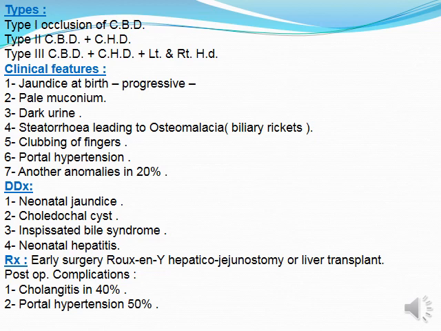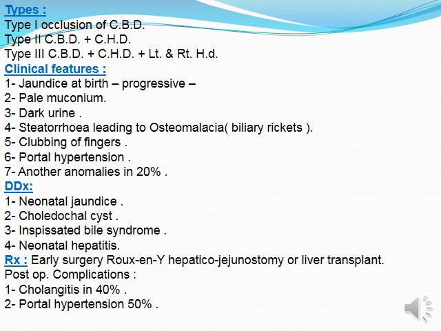Types: type 1, occlusion of the common bile duct; type 2, occlusion of the common bile duct plus common hepatic duct; type 3, occlusion of the common bile duct plus common hepatic duct plus left and right hepatic ducts. All the ducts will be occluded.